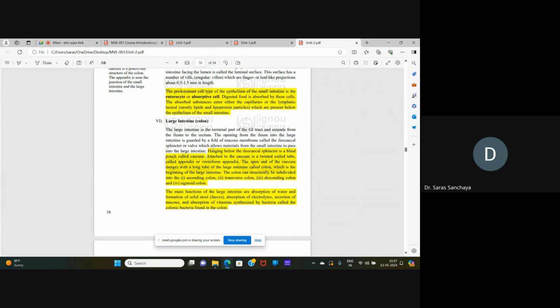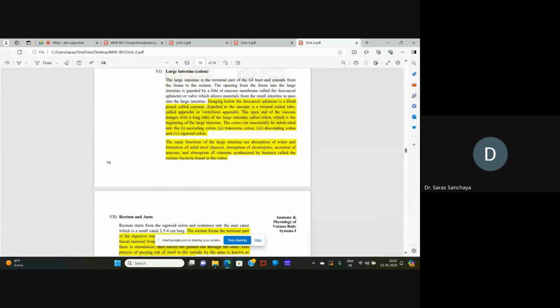The main functions of the large intestine are absorption of water and formation of solid stool, that is feces, and also absorption of electrolytes, secretion of mucus, and absorption of vitamins synthesized by bacteria called colonic bacteria, which are found in the colon.